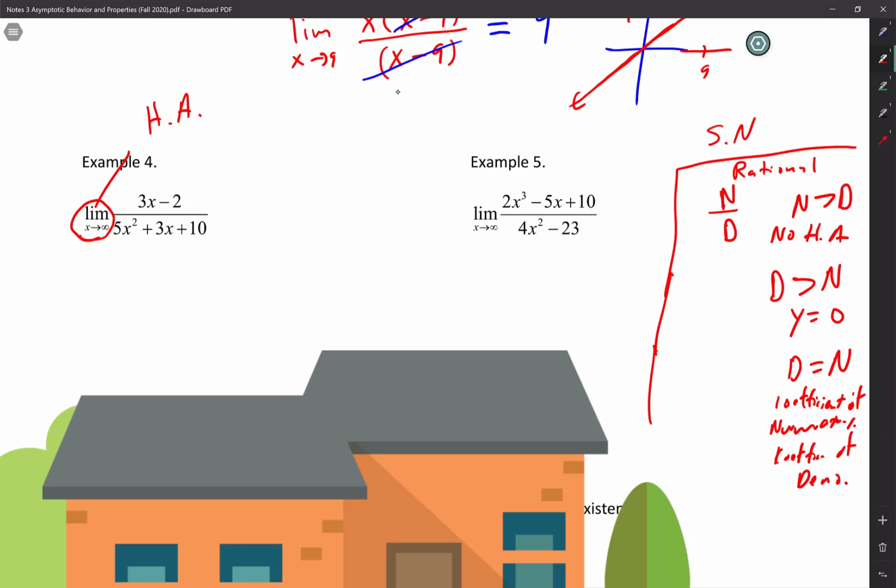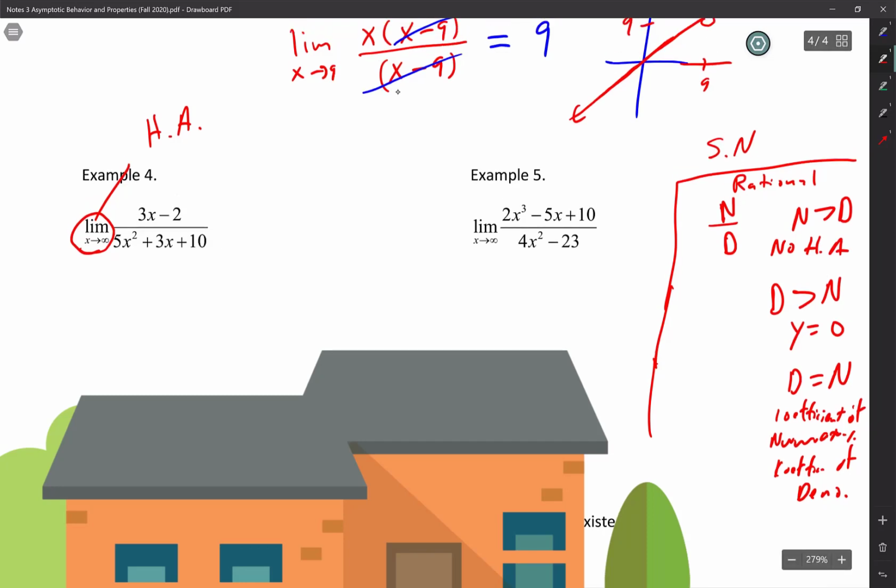I'll put another example. I'm going to make one up in a little bit. All right, so here we go. Example 4. The highest degree is 1. The highest degree is 2. The degree of the denominator is bigger than the degree of the numerator. So because the degree of the denominator is bigger than the degree of the numerator, this one is approaching what?